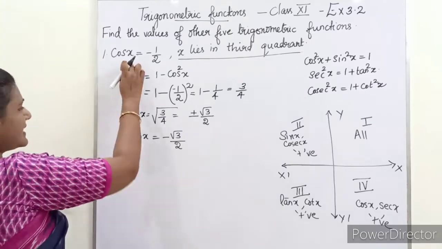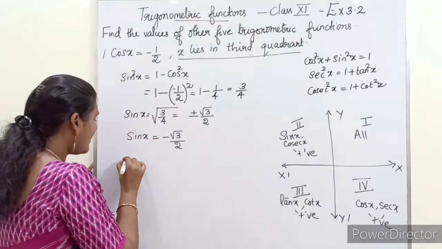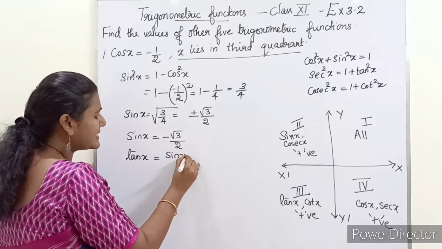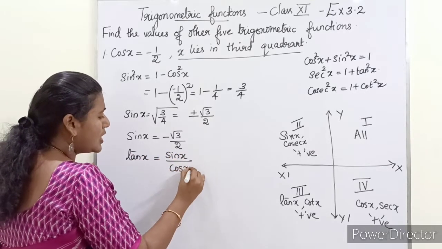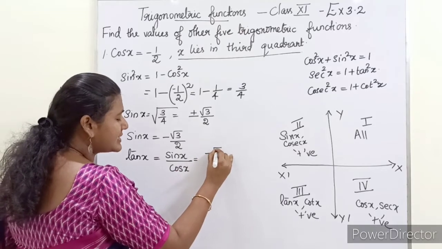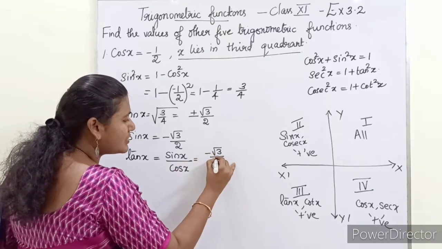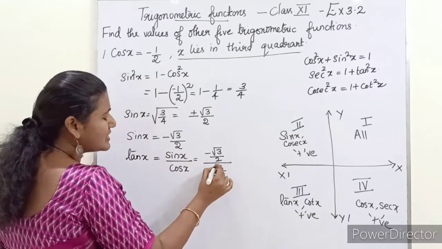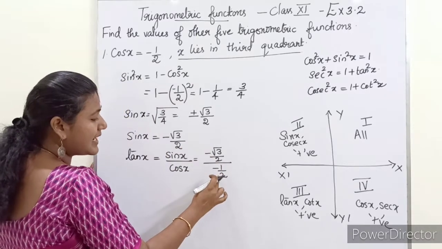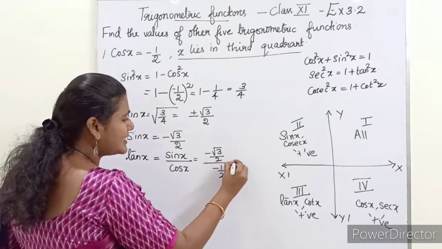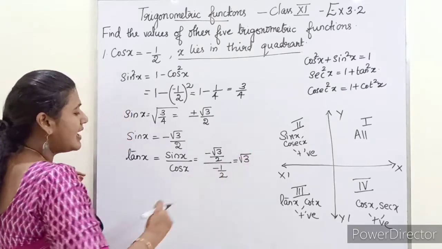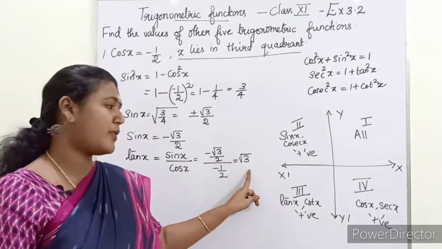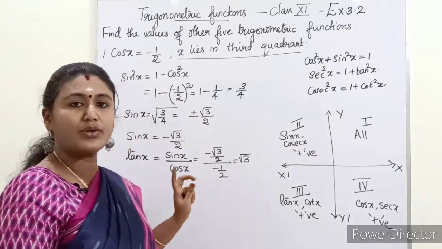So we got sin x and cos x now. So next we can find tan x. You know that the formula for tan x is sin x by cos x. So what is the value of sin x? Sin x is minus root 3 by 2 divided by cos x, which is minus 1 by 2. So this minus will get cancelled, and 2 and 2 will get cancelled. So the answer is root 3, and you know that in the third quadrant tan x is positive. So we got a positive value only, tan x is equal to root 3.